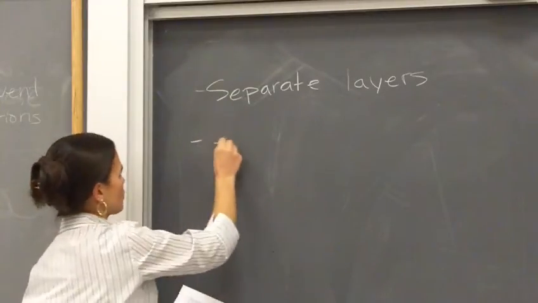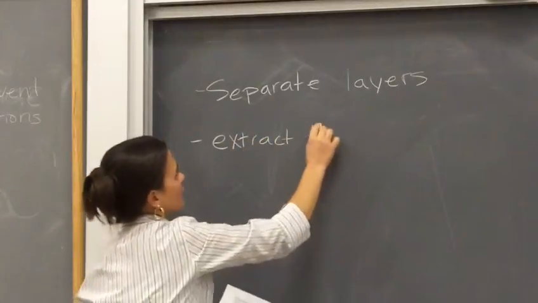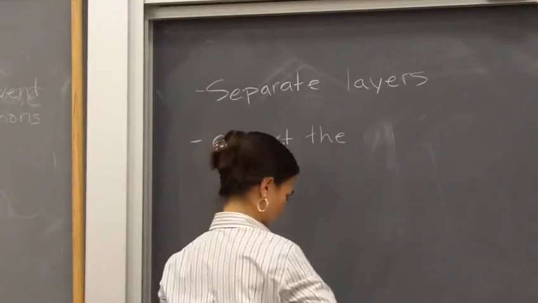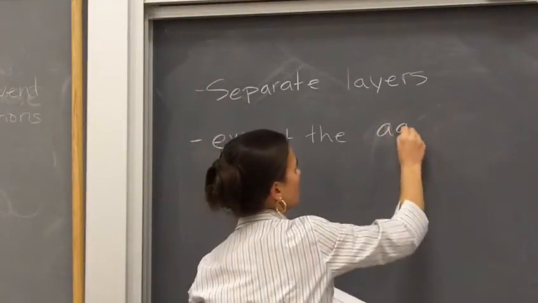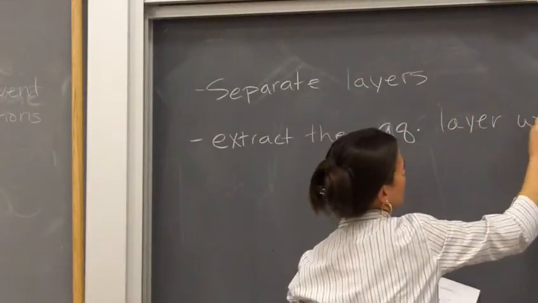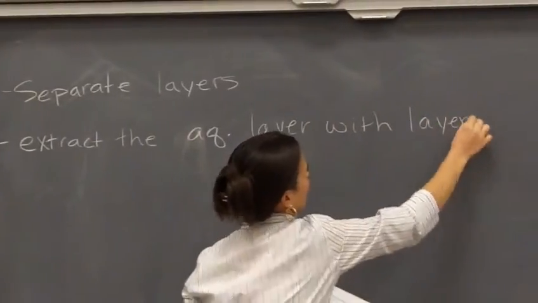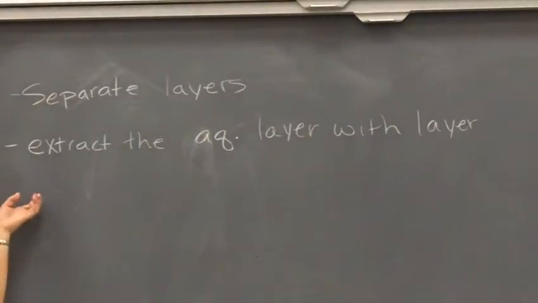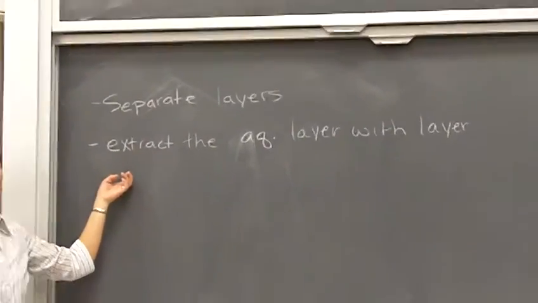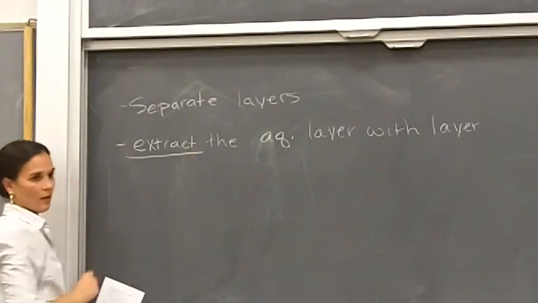So we are going to extract the aqueous layer with ether. What that means is you are going to have your aqueous layer in your separatory funnel. You're going to add ether to it. You're going to shake and vent it, and you're going to separate and drain off the aqueous layer. That is what is meant by the word extract.